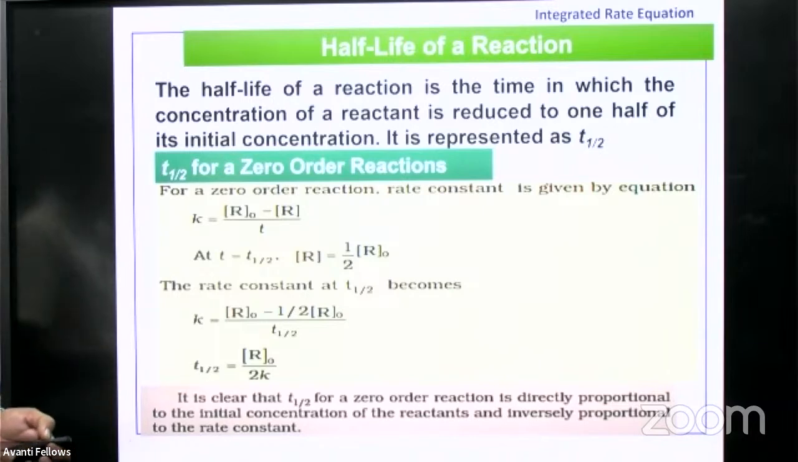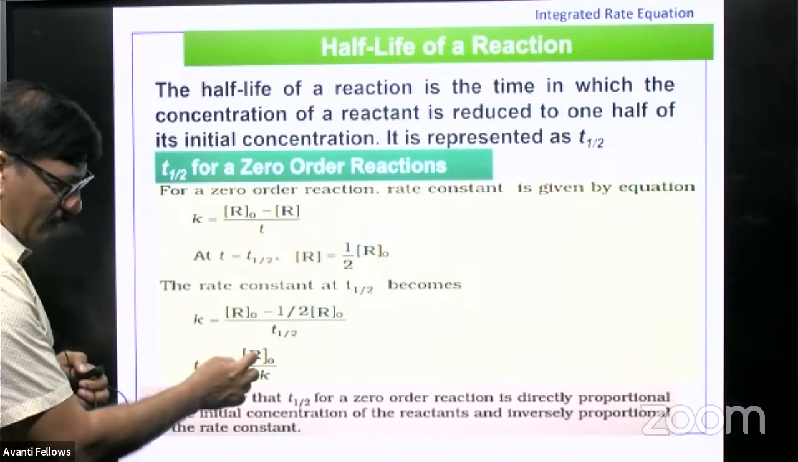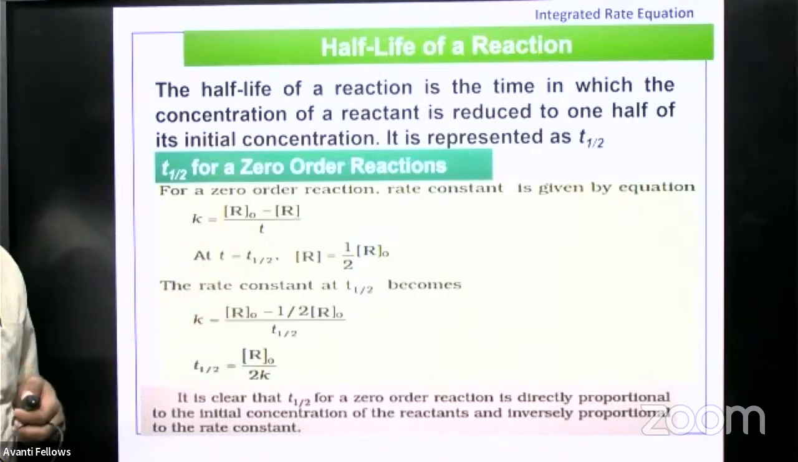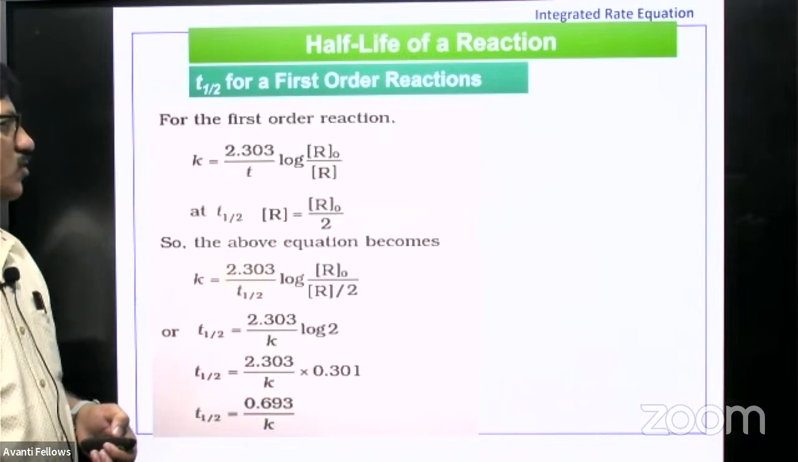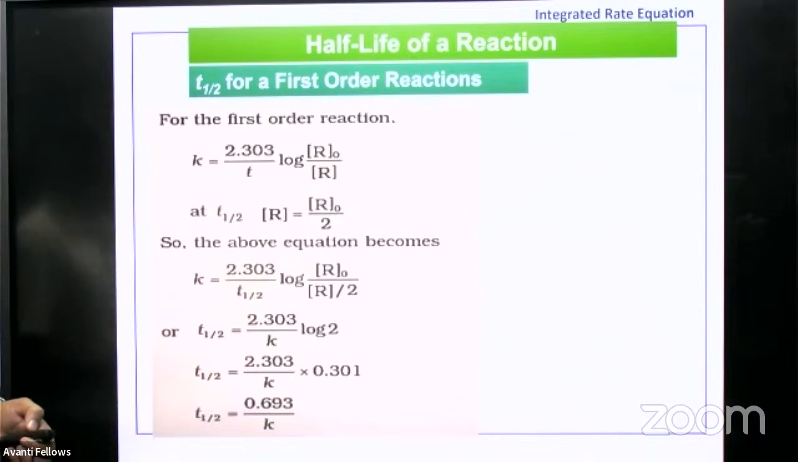So it is clear that t half of a zero order reaction is directly proportional to initial concentration. We can understand this from here. Now, t half for the first order reaction.